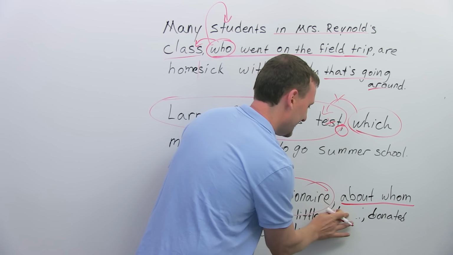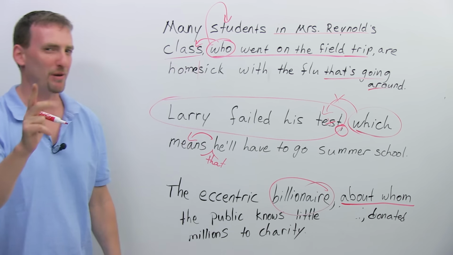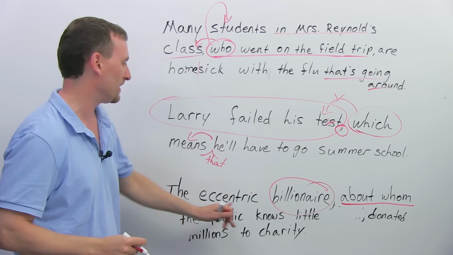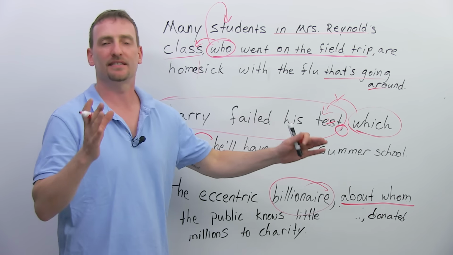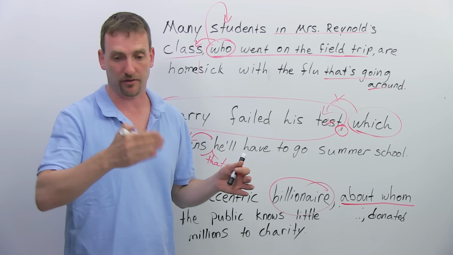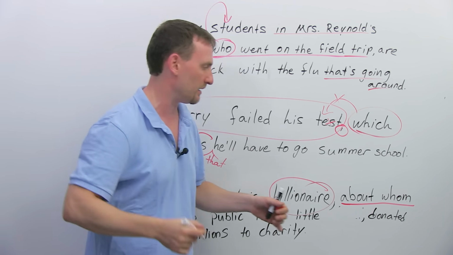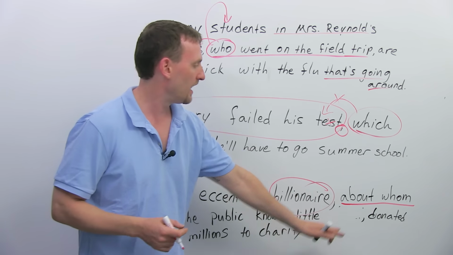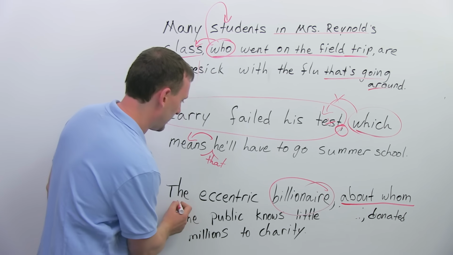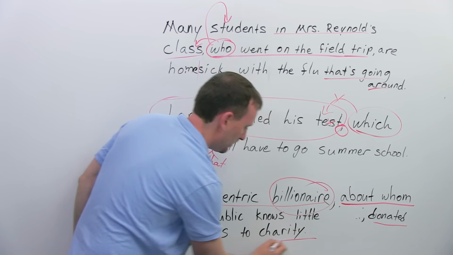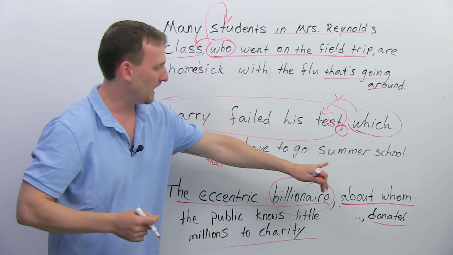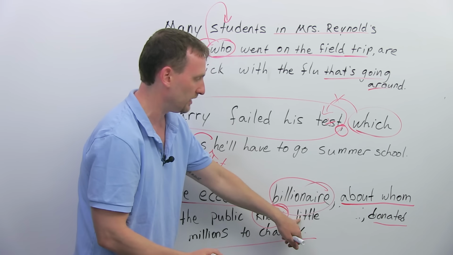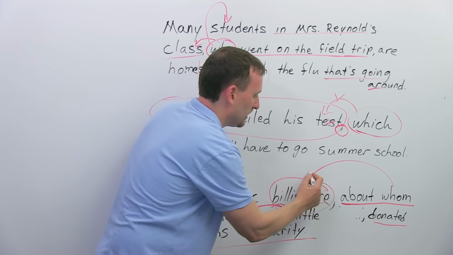Sorry, I doubled here. Don't do that. Don't put the preposition both at the beginning and the end, only at the beginning. You could say whom the public knows little about. But some grammar teachers will tell you that's bad English. Never put about at the end of the clause, always put it at the beginning or other places. The eccentric billionaire, about whom the public knows little, donated millions to charity. So the eccentric billionaire donated to charity. That's your independent clause. About whom the public knows. So knows is your verb, knows little about the billionaire.